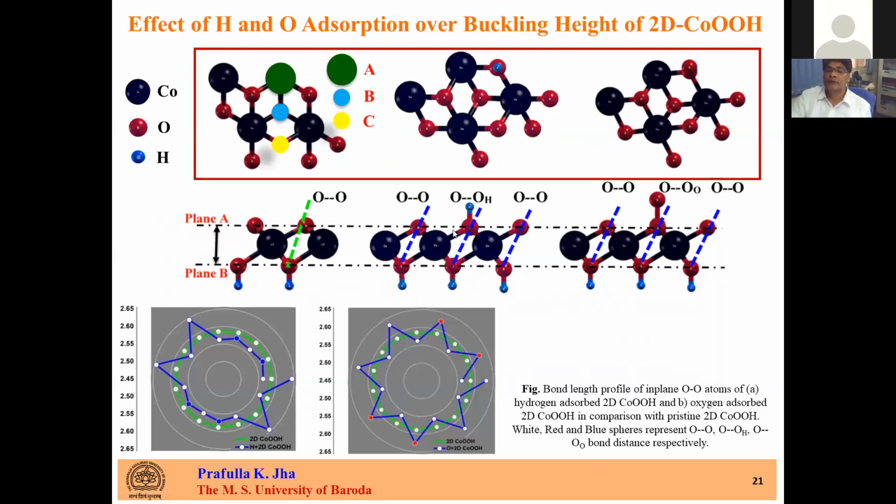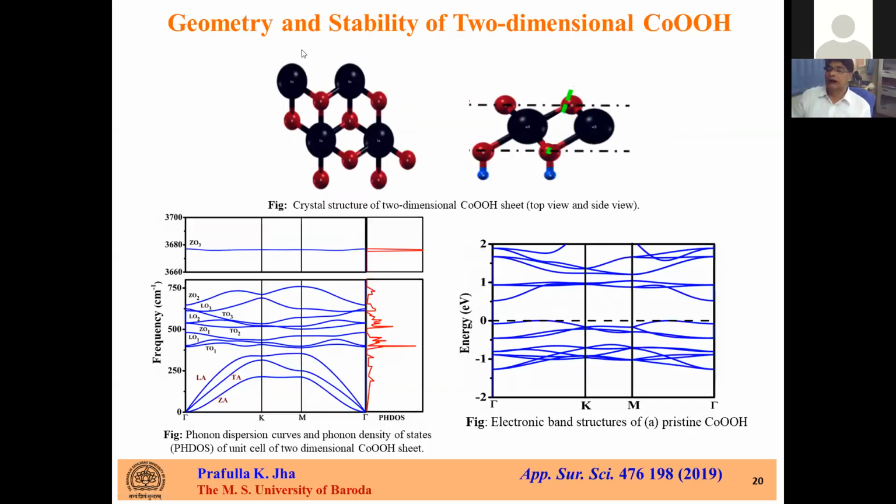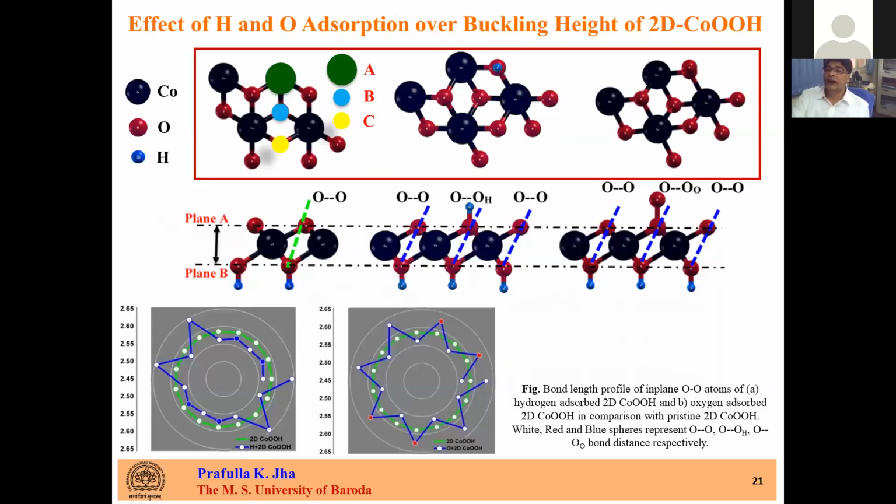So what we did, we basically wanted to have the hydrogen adsorption and the oxygen adsorption for the hydrogen evolution reaction and the oxygen evolution reaction. And this is what we did, basically, we substituted here the hydrogen and the oxygen. Of course, it has been done for different sites and other optimization, right? And you can see the changes, right?